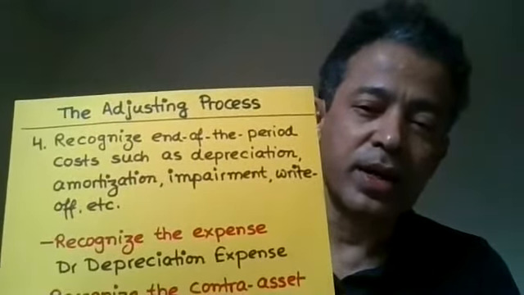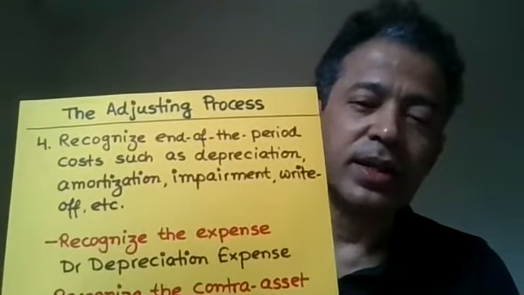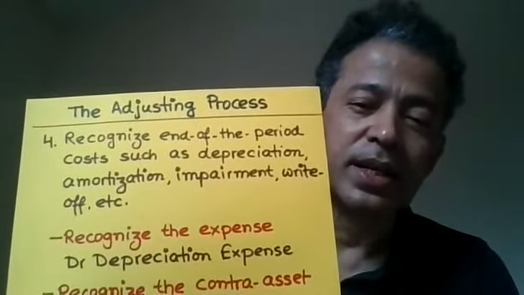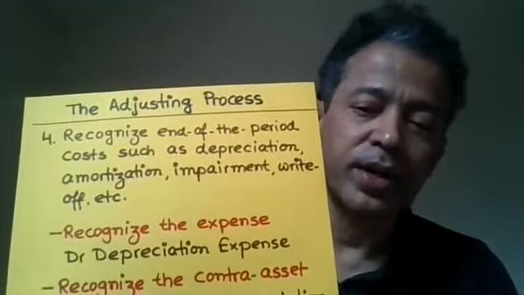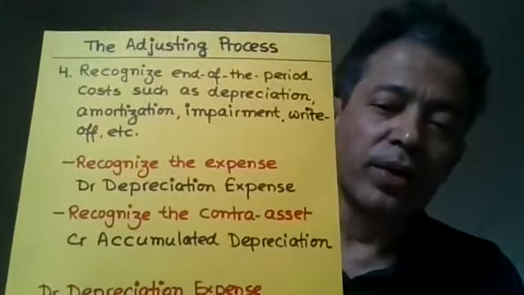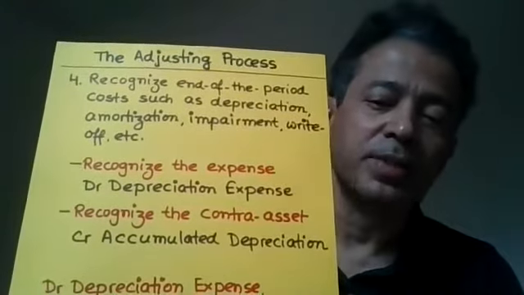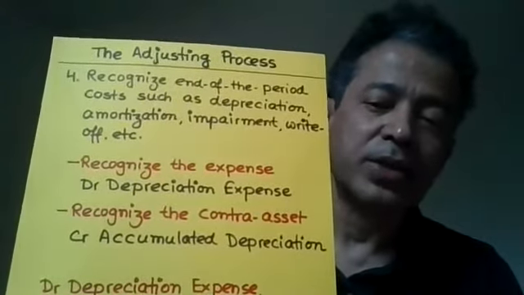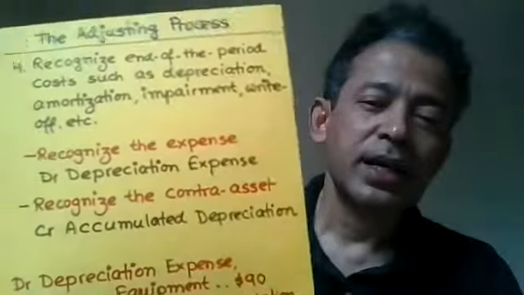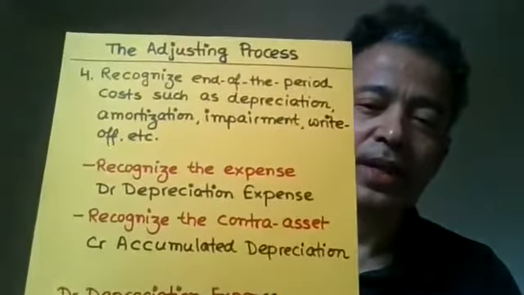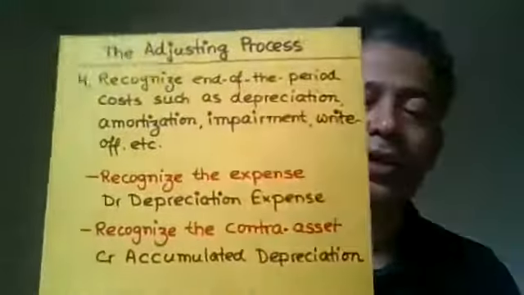Recognize end of period costs such as depreciation, amortization, impairment, write-offs, etc. So how do you do it? First, you recognize the expense by debiting, say, depreciation expense. We are recognizing the expense and credit the associated contra asset. Create the contra asset, which is accumulated depreciation.